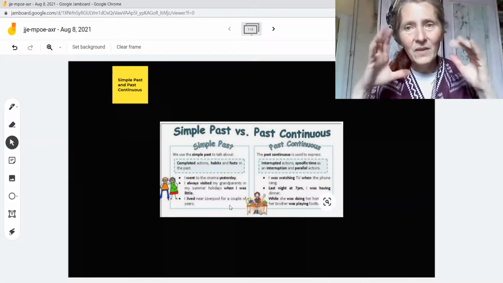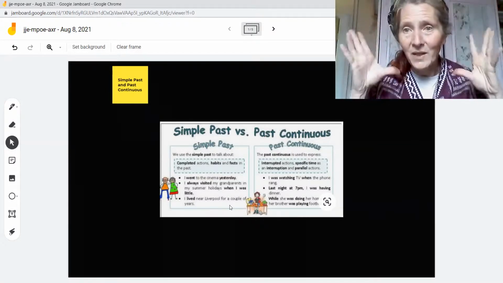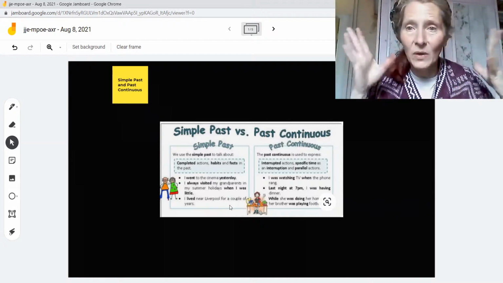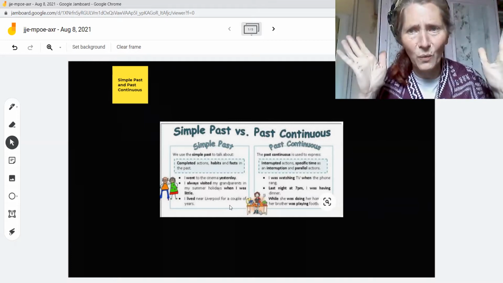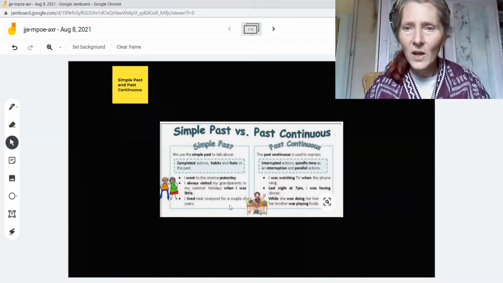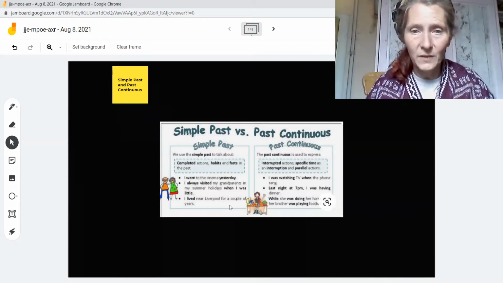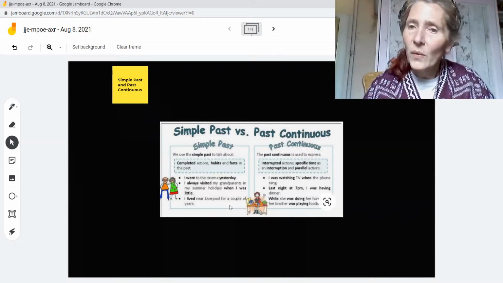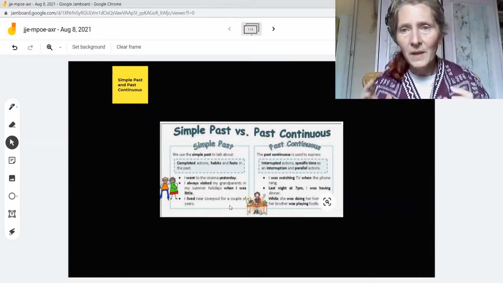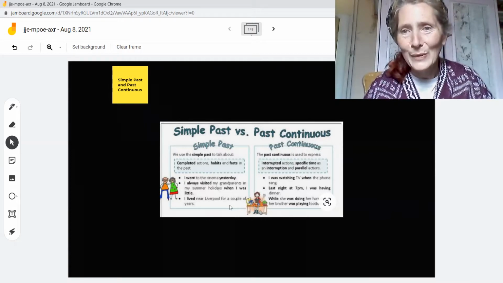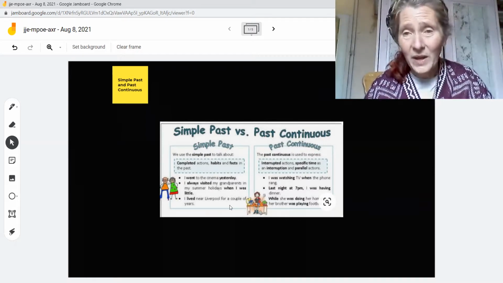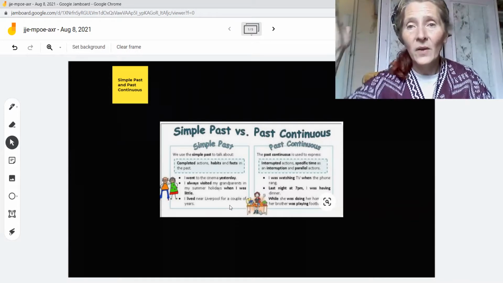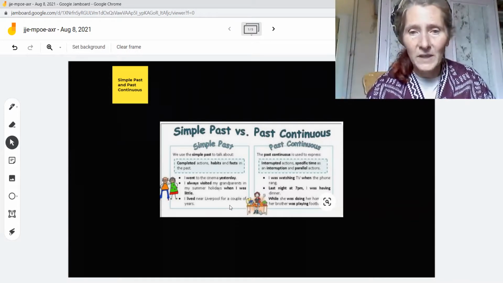Even though that is a long duration of time in the past, it was started and completed, even though it was over several years. So that is something that we would use the simple past for. Okay, so past continuous is a little bit different. Now, one of the most common areas that you use past continuous in is what they call interrupted actions. Something was happening and another action came along and interrupted it.